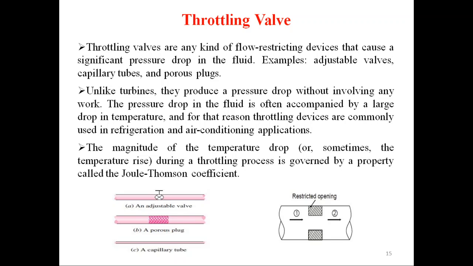The magnitude of the temperature drop, or sometimes the temperature rise, during a throttling process is governed by a property called the Joule-Thomson coefficient. In the figure, A is an adjustable valve, B represents a porous plug, C represents a capillary tube. So here we have one entry and one exit, and this is the restricted opening, meaning there is a decrease in the diameter.